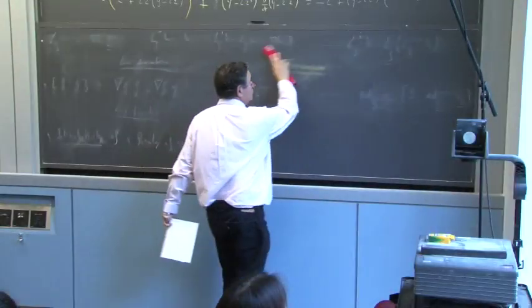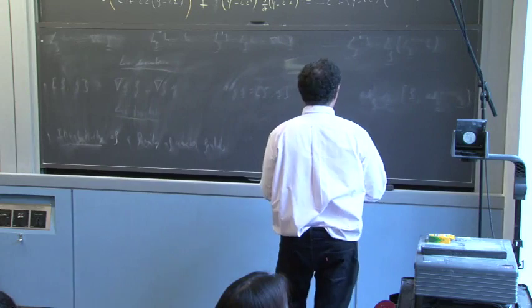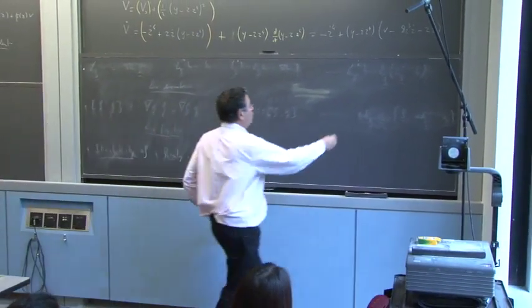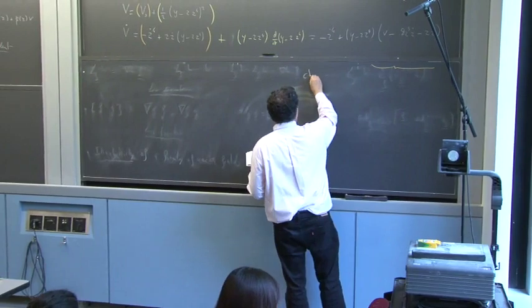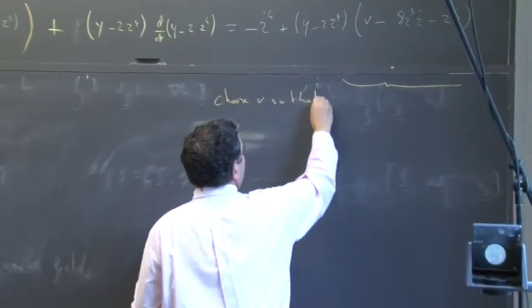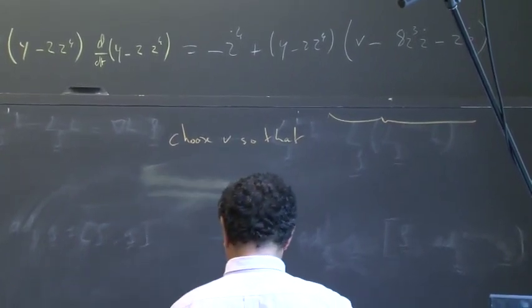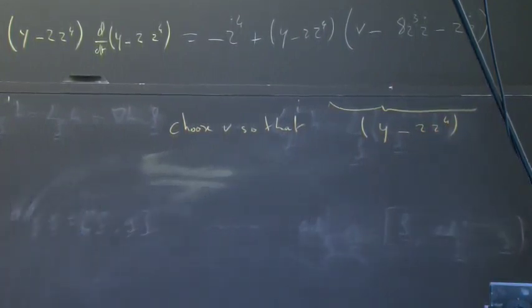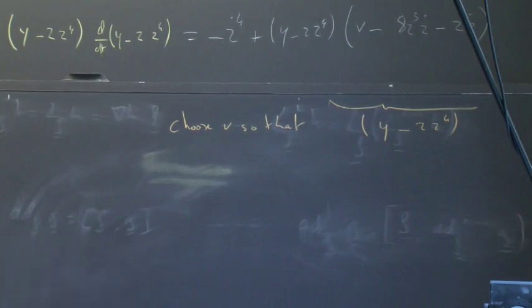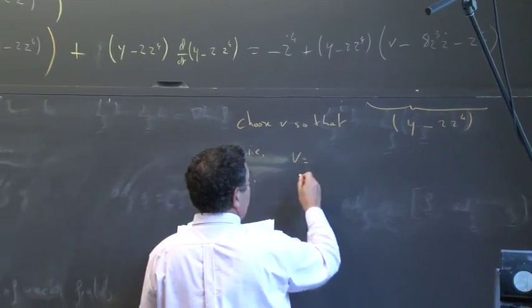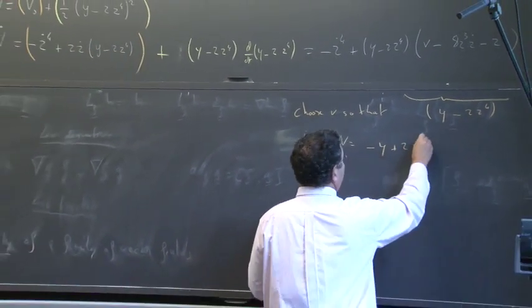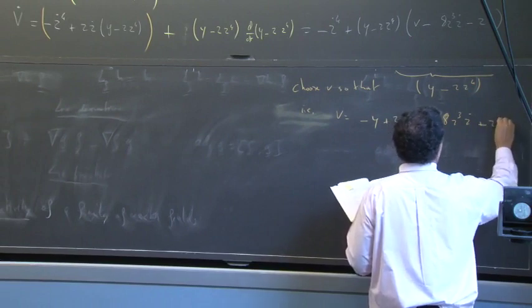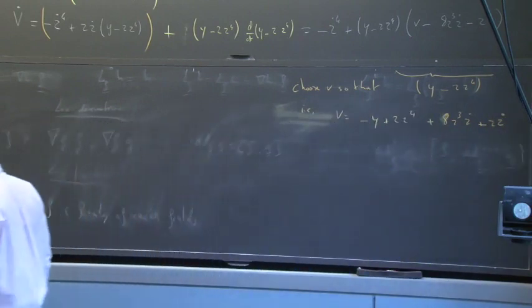So now what we would like is this term to be, choose v so that this term v minus and so on is simply y minus 2z^4. Right, because then we get a square. Which means, of course, pick v to be equal to minus y plus 2z^4, plus 8z cubed z dot plus z dot. Okay?